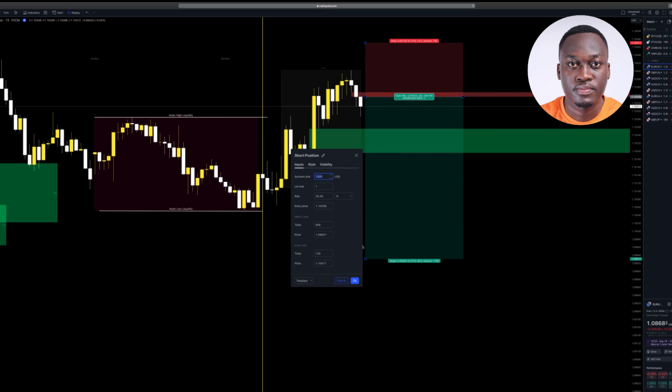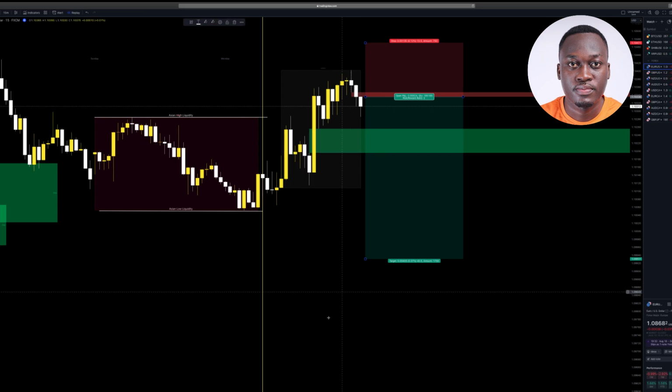Or you can use a 10 pip stop loss, a 30 pip take profit for a 1:3, or 15 pip stop loss, 45 pip take profit for your 1:3. Find your sweet spot, find your risk appetite, and stick to it. Is that okay? So we now have our first trade for the day.